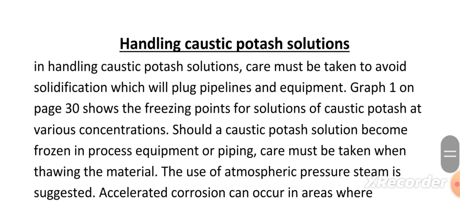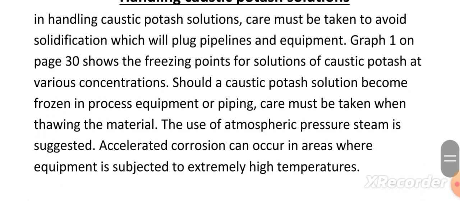Moving ahead, handling caustic potash solution. In handling caustic potash solution, care must be taken to avoid solidification, which will plug pipelines and equipment. Various concentrations of caustic potash solution can become frozen in process equipment or piping. Care must be taken when thawing the material. Accelerated corrosion can occur in areas where equipment is subjected to extremely high temperatures.